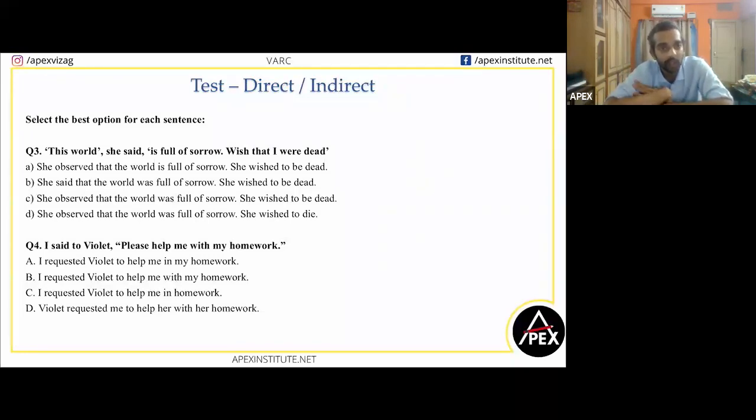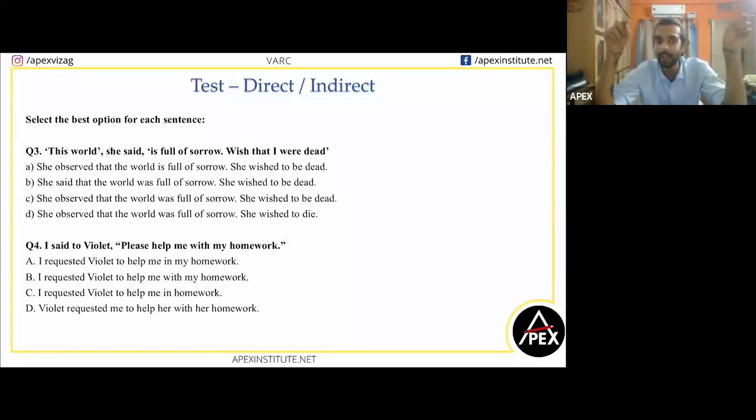So which one? Look at the first option. The only option that makes sense, because you already have in the middle, she said. So it becomes the same speech. So the only option that makes sense is A, Nana. It's not B. The first part will come off the same way: she observed that the world is full of sorrow.